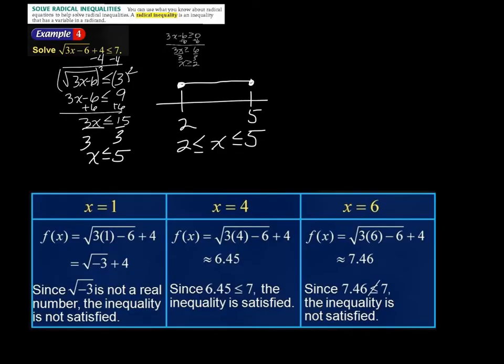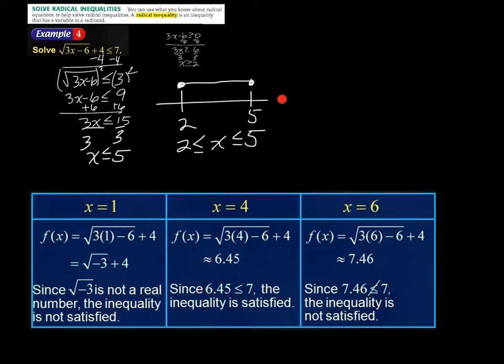Now I was lazy and just grabbed a snapshot of their check step because it's kind of tedious. They picked a value, first of all, that is less than 2, so 1. And what do you know? It doesn't work. Then they picked 4. 4 is a value in this region. And 3 times 4 is 12, minus 6 is 6, square root of 6 plus 4 is 6.45. So that is less than 7. It satisfies the original inequality.